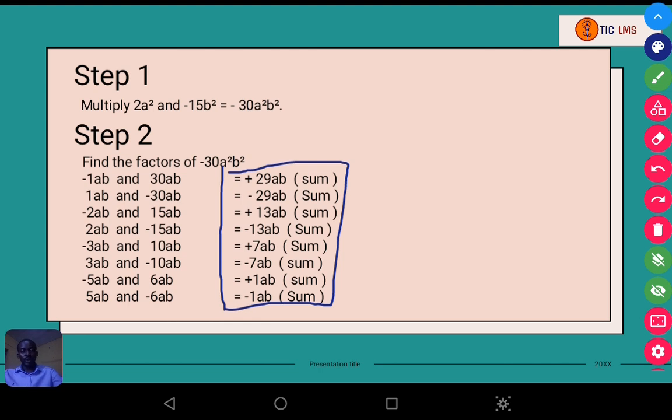For example, look at the first one. We have negative 1 multiplied by positive 30, and that's going to give us negative 30. And then 1 multiplied by negative 30 will also give us negative 30. So you are expected to consider the various ways by which you can exchange the negative and positive signs. The same goes with 2 times 15, which becomes negative 2 times 15, and then 2 times negative 15, negative 3 multiplied by 10, and then 3 multiplied by negative 10, and so on and so forth. Then move on to step 3.